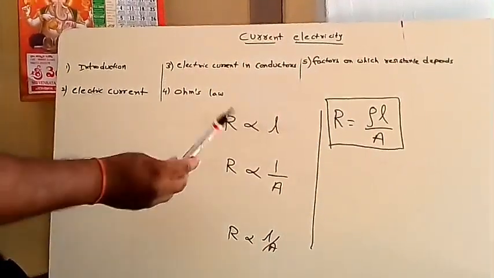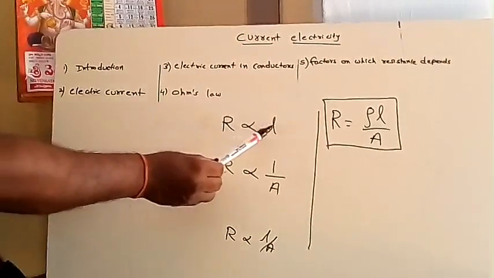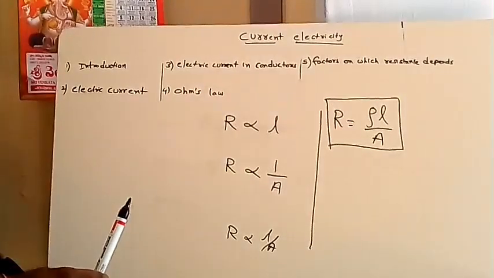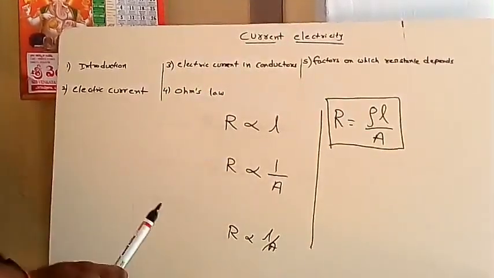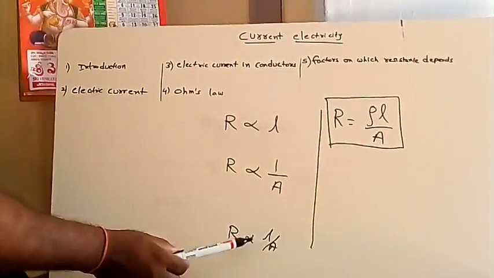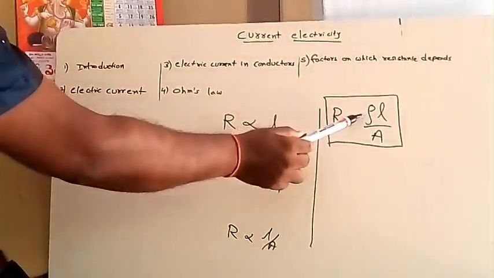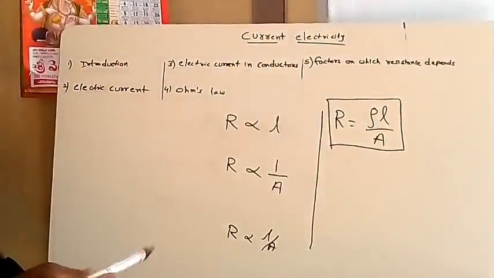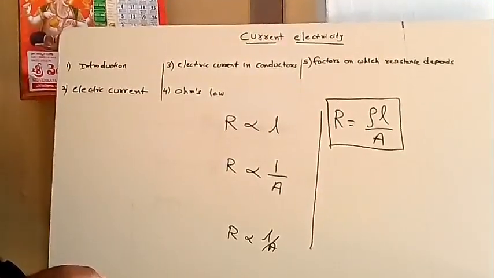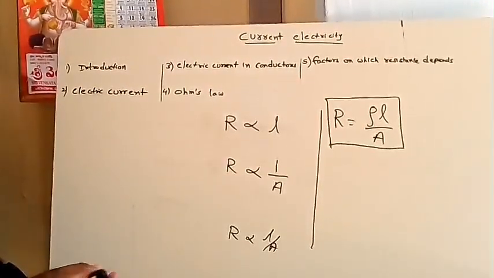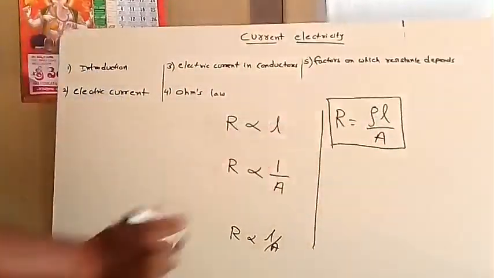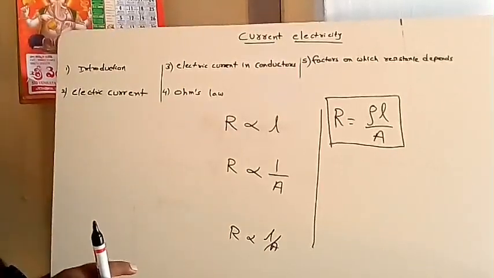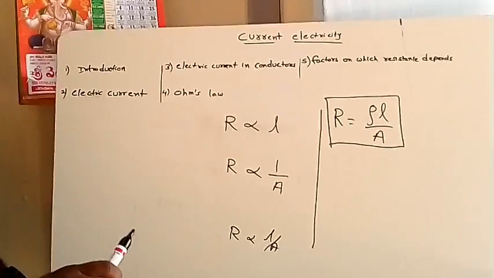Once again, resistance is directly proportional to length and inversely proportional to area of cross section. By combining these, we can get R proportional to L by A. If I remove that proportionality, we get R is equal to rho L by A. What is this rho? This rho we call resistivity, or specific resistance. Now, how does this resistivity depend? Resistivity depends on the nature of the material and the temperature of the material. It is independent of the dimensions of the material.